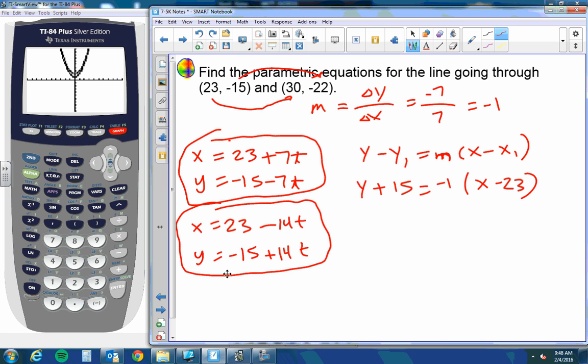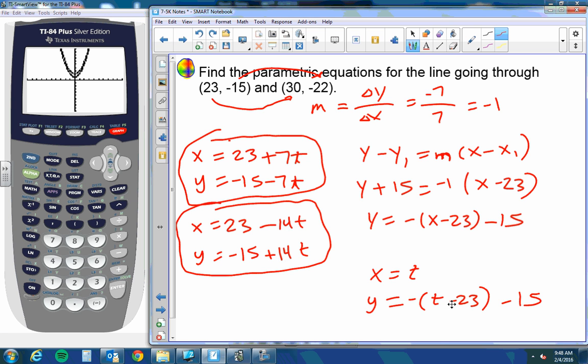And remember what I said. When you're writing parametrics, they need to be expressed so x and y are both functions of t. So first I'm going to rewrite this as y equals, which is simple. We just move the 15 over. So there's my rectangular equation written as y equals. And if you can do that, all you need to do is replace x with t. So one equation will say x equals t. In the other equation, you simply replace x with t. And those parametric equations will produce the same line.